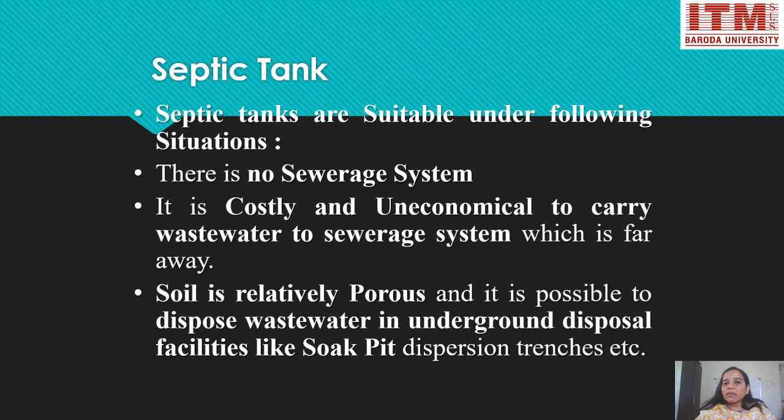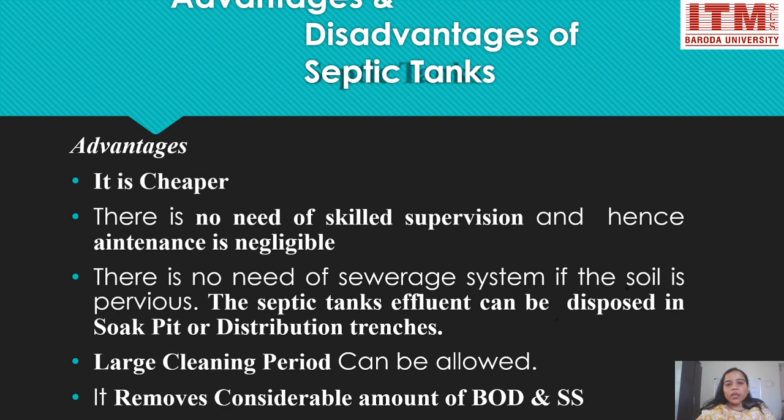So they are suitable where there is no sewerage system, or where it may be costly and uneconomical to carry wastewater to a sewerage system which is far away. Soil is relatively porous. If soil is porous, what is the advantage? If you are injecting directly into the soil, then by dispersion trenches you can inject your wastewater, and it's perfectly fine. So that can also be one of the options.